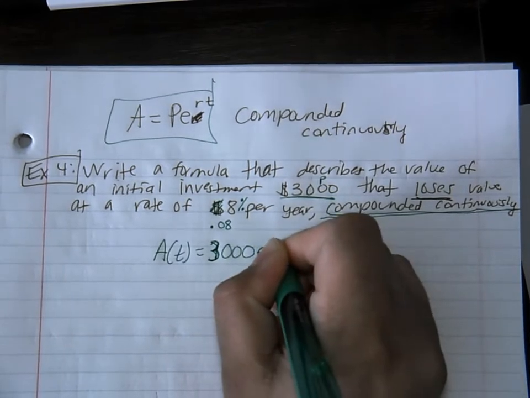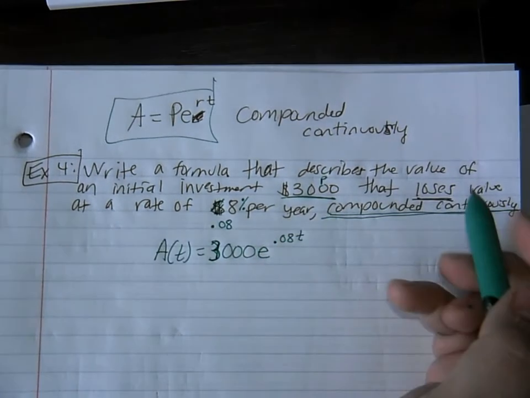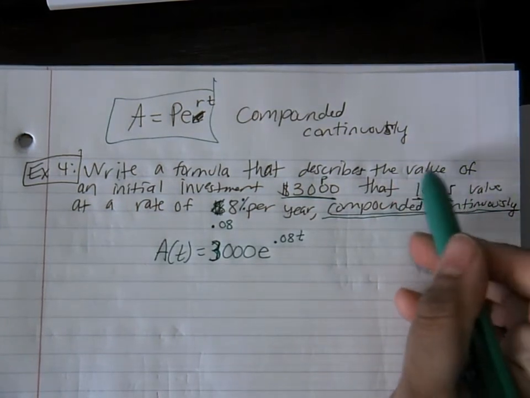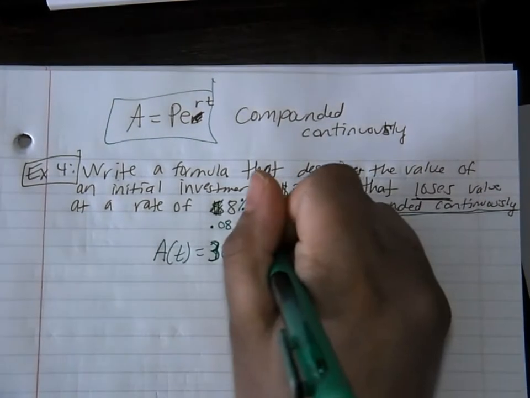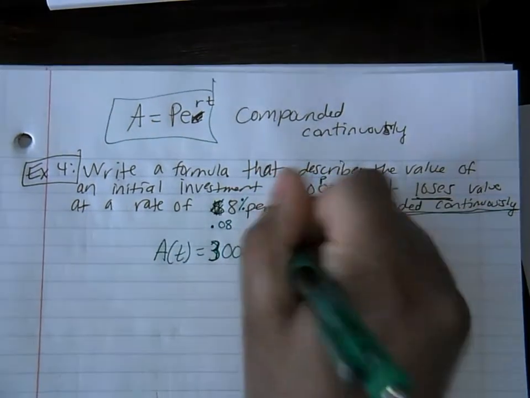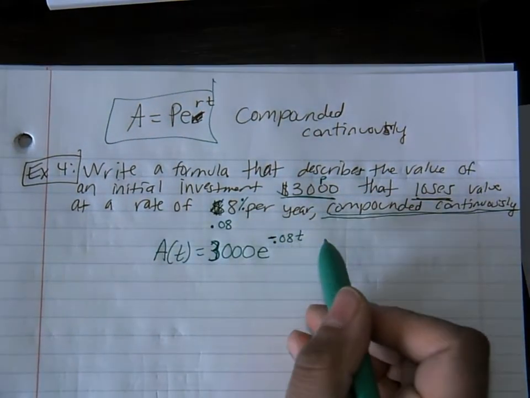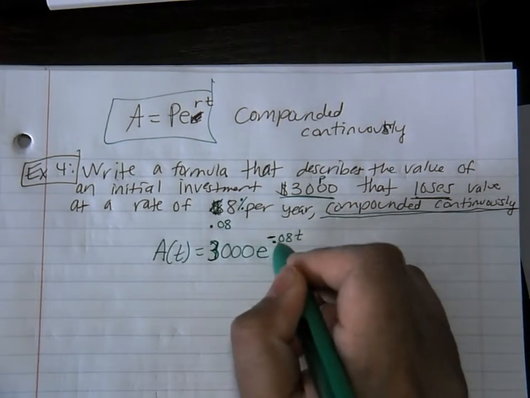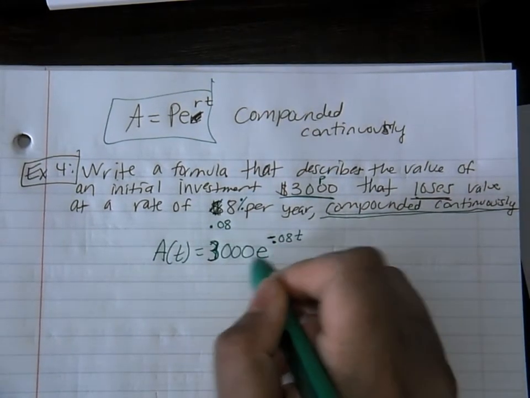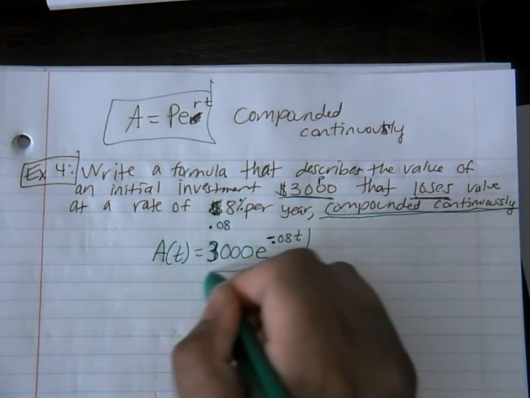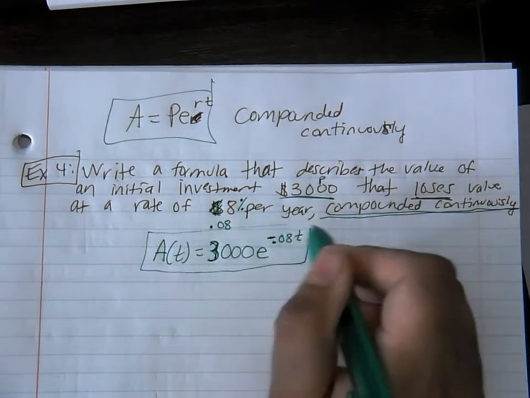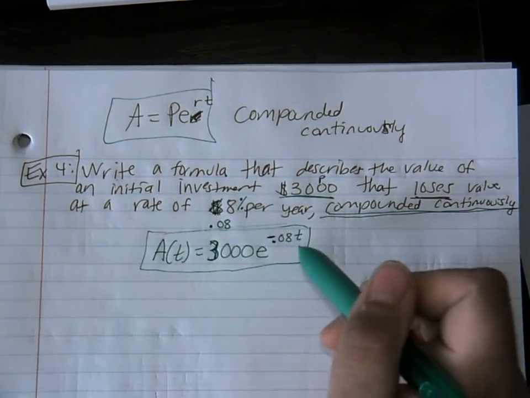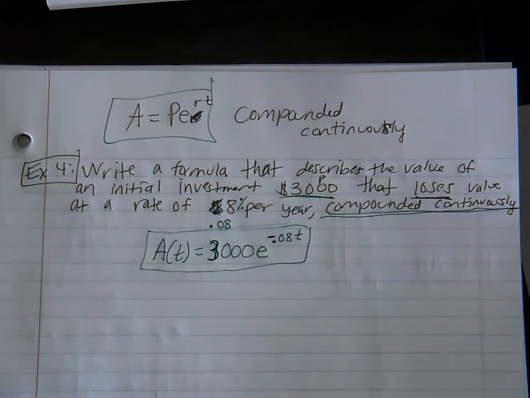e to the 0.08t, but here's the catch. It was losing value. So anytime something is losing value, just like we did on the previous one, you're going to make your rate a negative. So it's like negative 0.08t is the final answer there. So this negative goes right in front of, it still has an exponent. It's not up at the front or anything. It's just that since you're losing value at that rate, that's what you're going to make negative. All right, and that's the final answer.